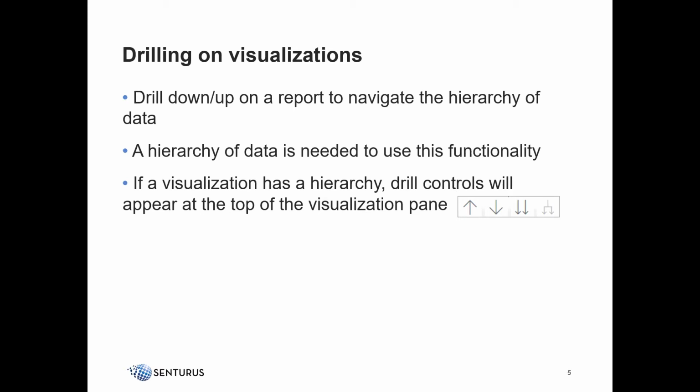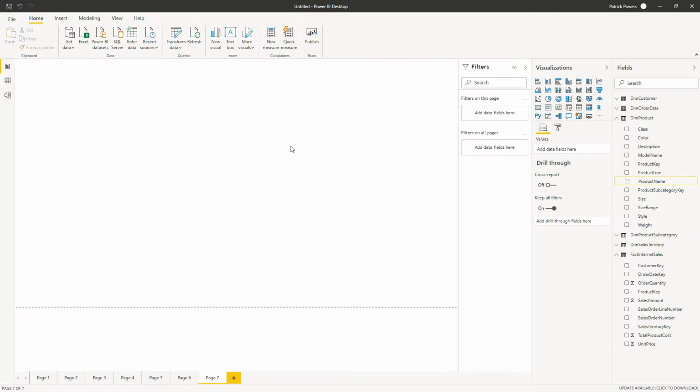Drill down, and conversely drill up, allow the user to navigate up and down the hierarchy of data. The data must be in a hierarchical format for this to work, and you must have a hierarchy available. When Power BI detects data in a hierarchy and drill is enabled, drill controls will appear at the top of the visualization pane. Let's go ahead and build a hierarchy into our reports, allowing users to drill up or down to see additional detail.